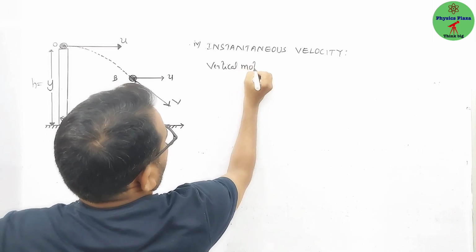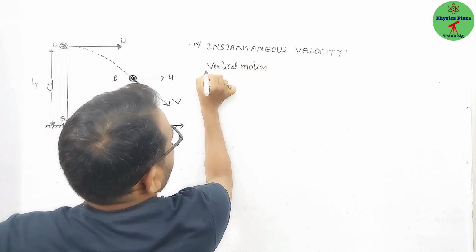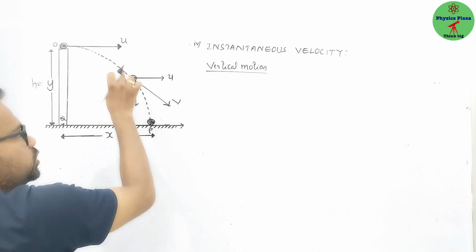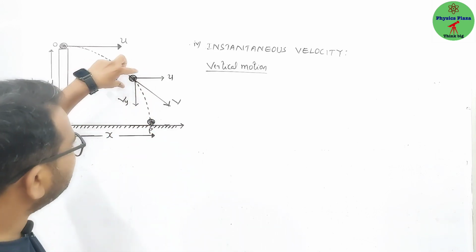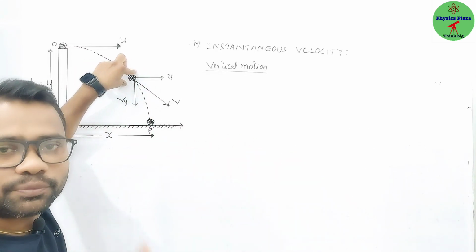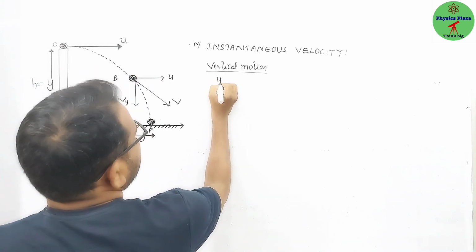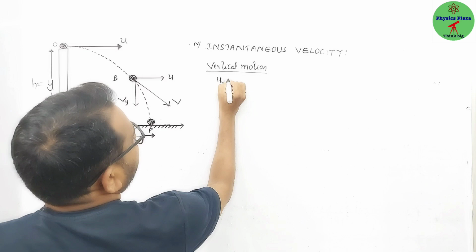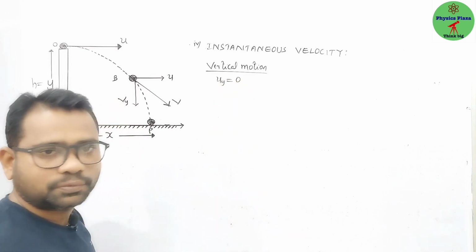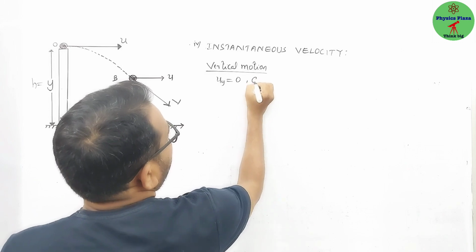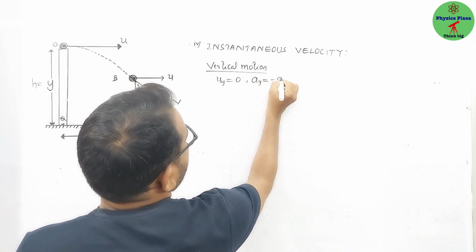So here, along the vertical motion, at any instant, after a certain time t, the projectile has reached point B, and by keeping the projectile here, now we are discussing. Initially the vertical velocity is 0, no doubt about it. And here ay is equal to minus g.